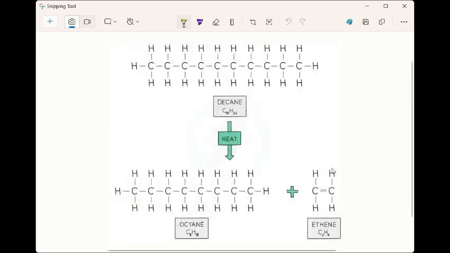Lastly, you need to know about cracking. The larger hydrocarbons are worse. We do not like them. If you remember the diagram from the fractional distillation, they have a high boiling point, meaning they condense at the bottom of that fractionating column, and they are not used as fuels. The smaller hydrocarbons are used as fuels.